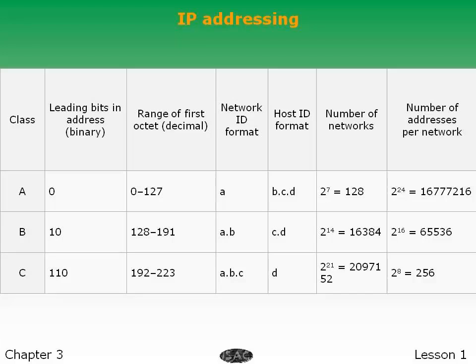APNIC was the first RIR to exhaust its regional pool on 15th April 2011, except for a small amount of address space reserved for the transition to IPv6, intended to be allocated in a restricted process.